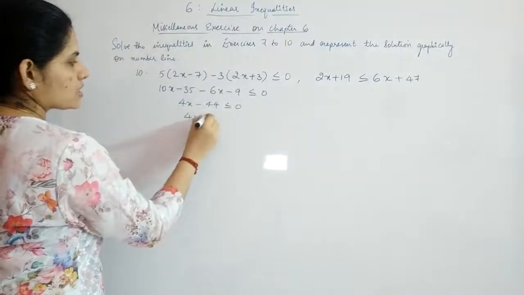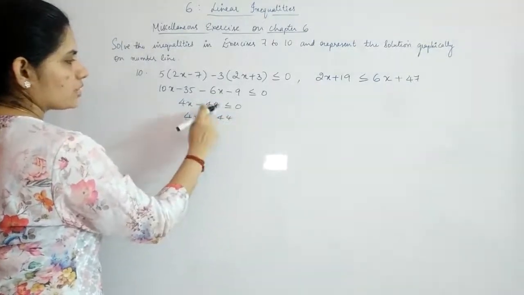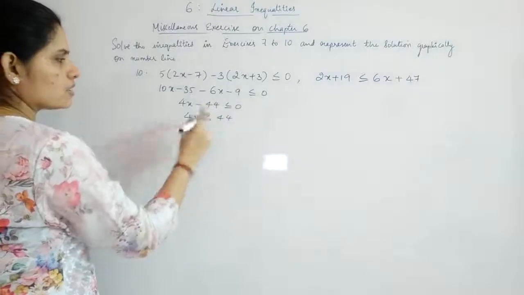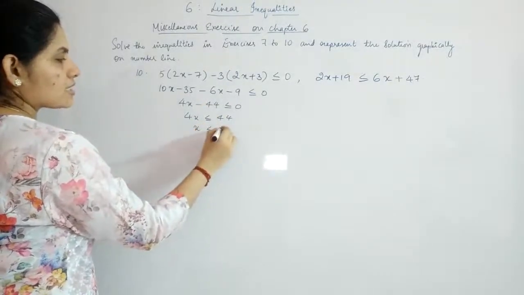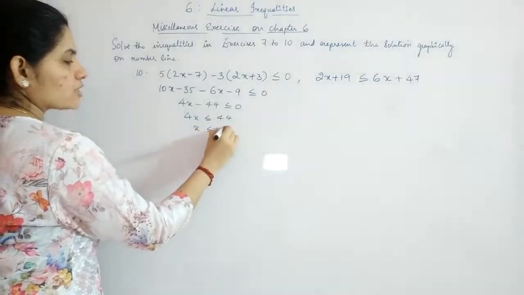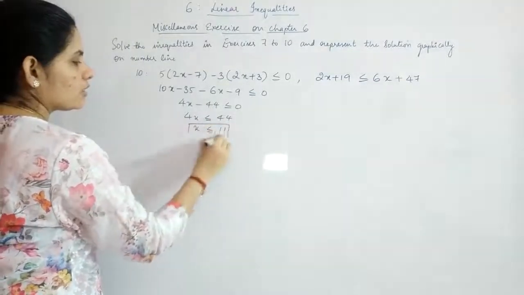That means 4x is less than or equal to 44. If you take this to the other side, it will become positive 44. And dividing throughout by 4, you will get x is less than or equal to 44 by 4, which is 11. So one inequality you got.